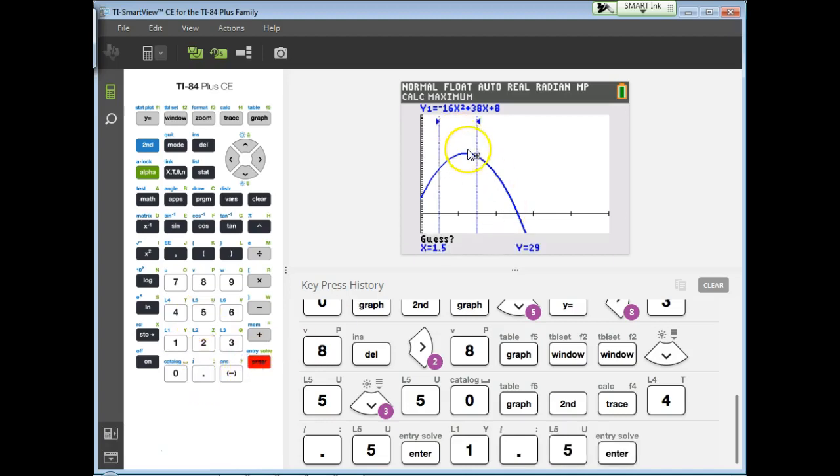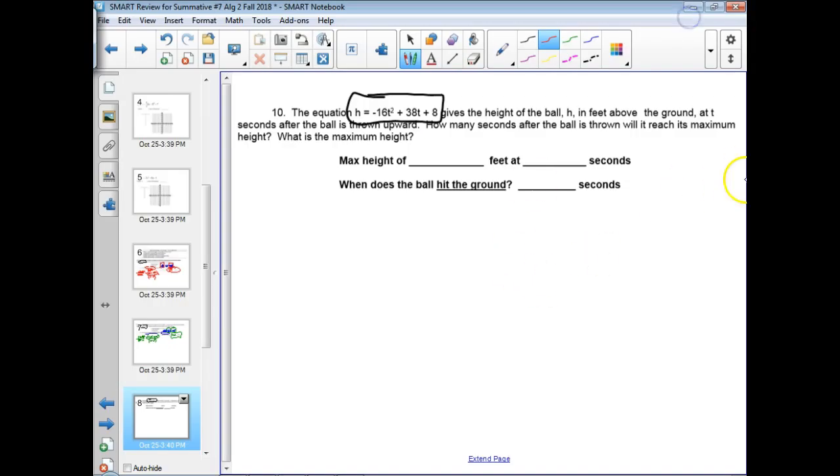And, ooh, that was a little close. The maximum should be in between those two lines, which it is. Hit enter one more time. And then be careful that you're answering this properly. The x value, remember, was the time. The y value was the height. So when you go to answer here, the max height was the y value of 30.6. Let's round to that for feet. And then what time did it occur? It was at 1.2 seconds.